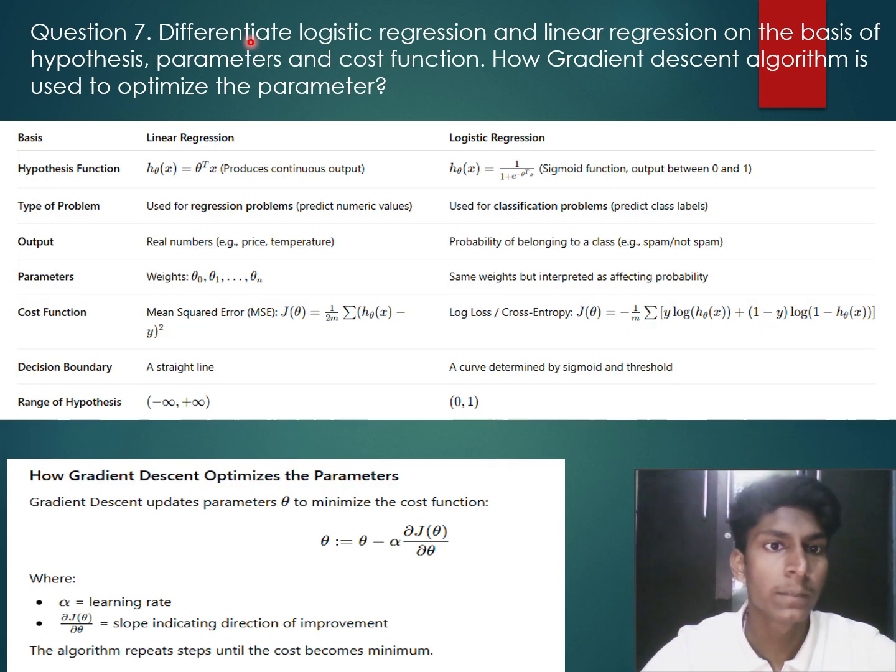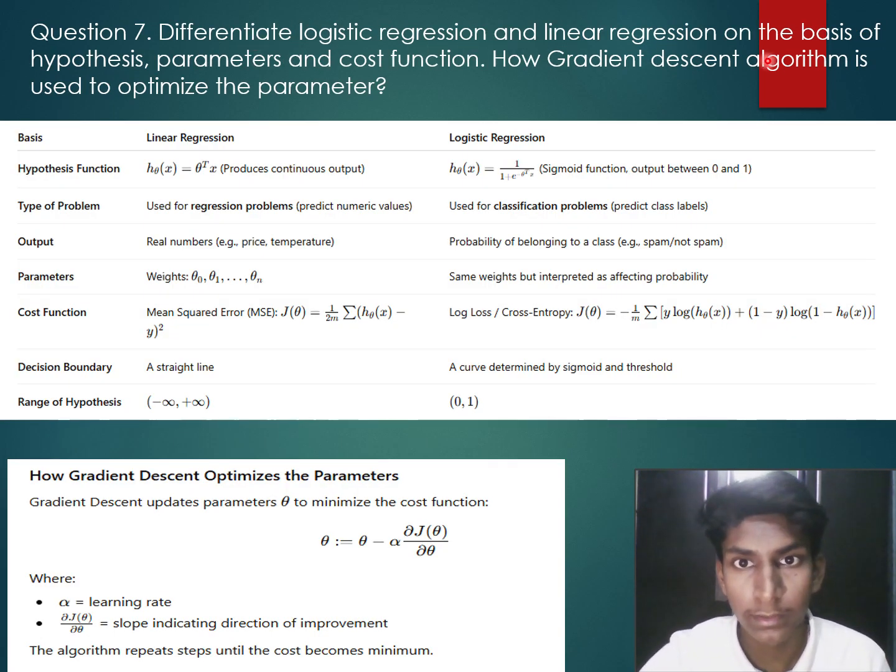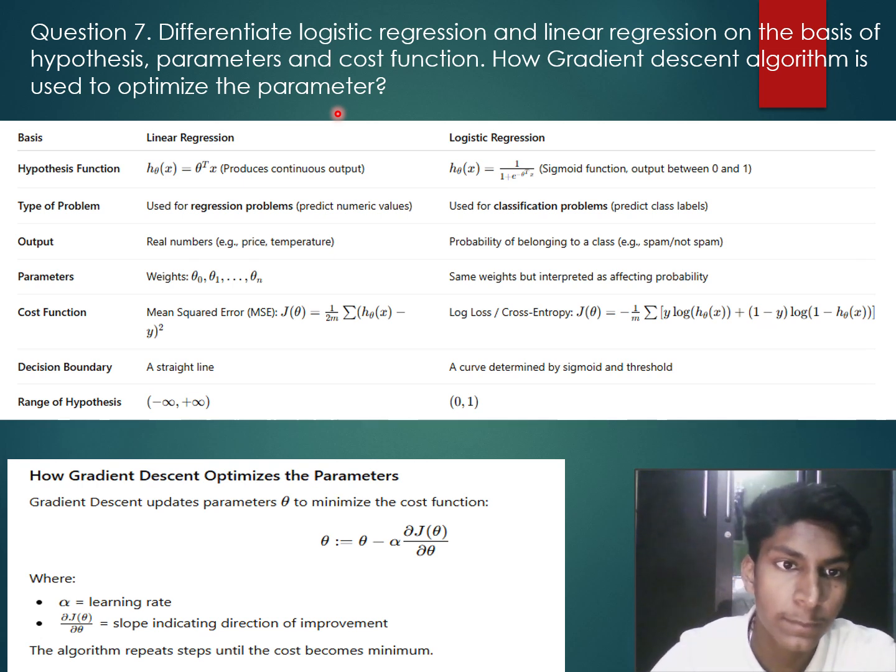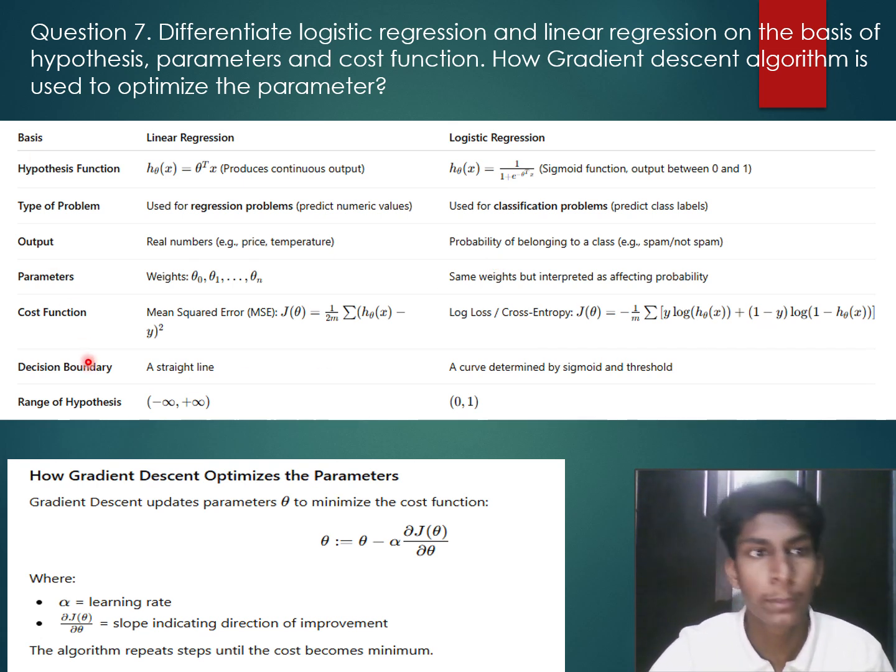Now on to the next question. Differentiate logistic regression and linear regression on the basis of hypothesis, parameters and cost function. How is the gradient descent algorithm used to optimize the parameters? So first, here is the difference between logistic and linear regression. Here we have linear regression and logistic regression, and the basis on which we will be differentiating them.